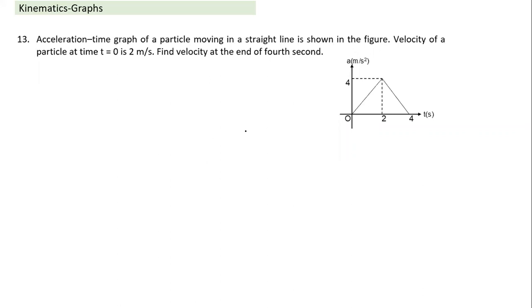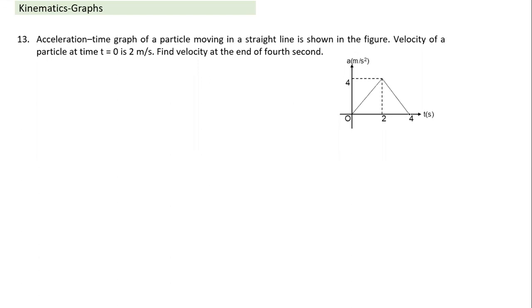Next question. This is the acceleration-time graph of a particle moving in a straight line, shown in the figure. The velocity of the particle at t equals 0 is 2 meters per second. Find the velocity at the end of the 4th second.